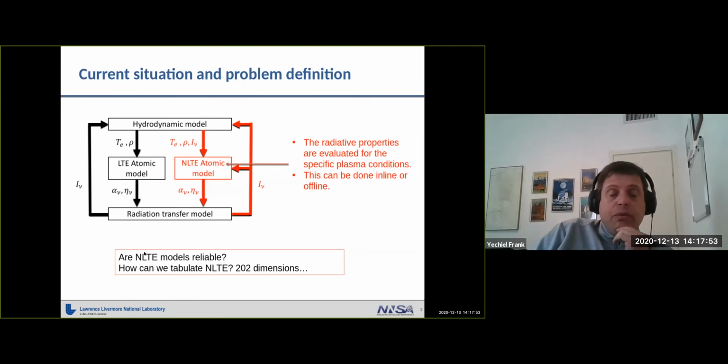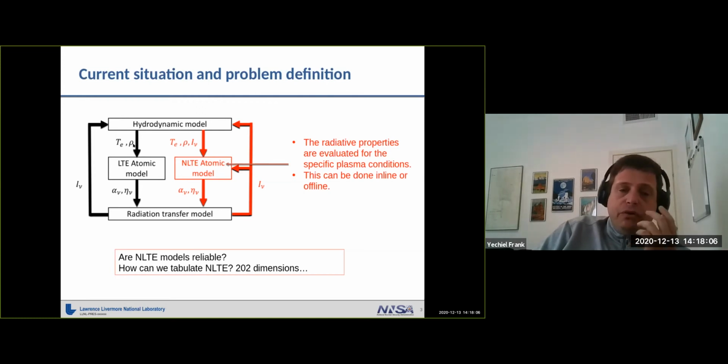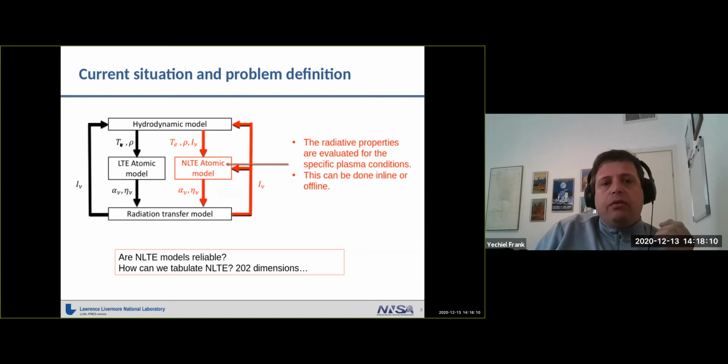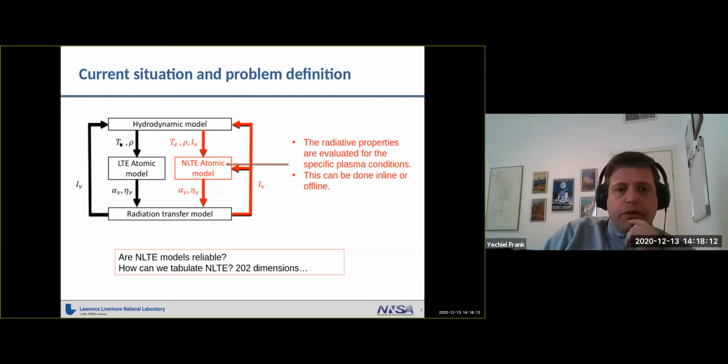What we would have liked to do is to put this into a table, because if you look at the LTE cycle, once you know that the atomic model only depends on the temperature and density, what you can do, and what you mostly do, is create a table for a big set of temperatures and densities that are relevant for your experiment, for your conditions. And then while you do the hydrodynamic model, you just do a table lookup, which is very fast and easy.